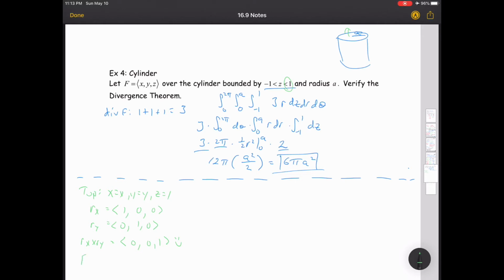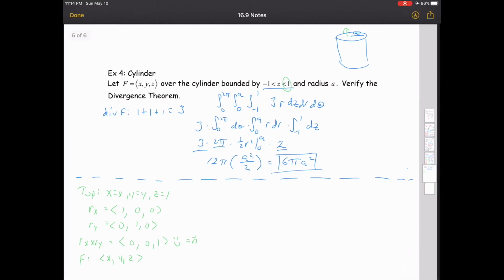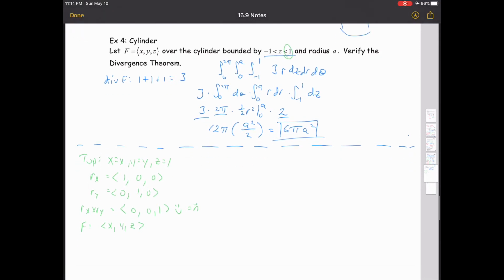Let's go ahead and parameterize our f. F is just x, y, z. So literally that's what we're going to get: x, y, z. I didn't really care about the first 2 components. I just wrote them in because when we dot these 2 things, remember this is your normal, the first 2 components are going to go away. So really, you're just going to get z for your dot product. So we're going to take the double integral of z.